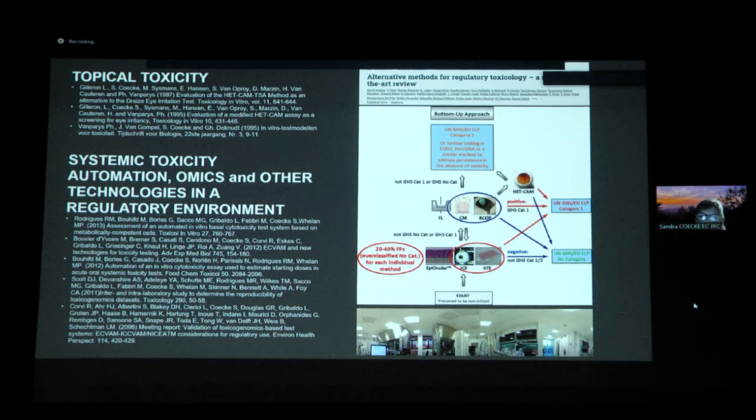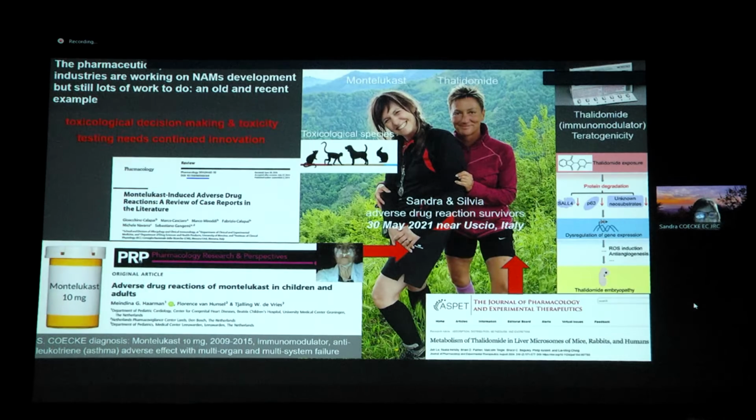But what I want to show, and I showed it already with this first example, is that everything is connected. What we did in topical toxicity serves to understand, for instance, systemic toxicity. And from the beginning, we have been using automation, omics, and other technologies to really get these methods standardized and get the best and the most information out of them. We talk a lot about personalized medicine, but why I'm doing this work is because we're also talking about personalized toxicology.